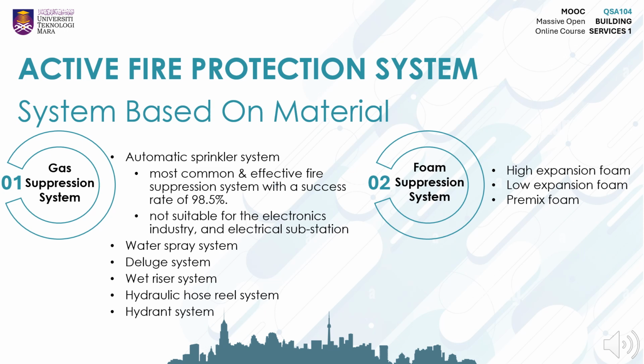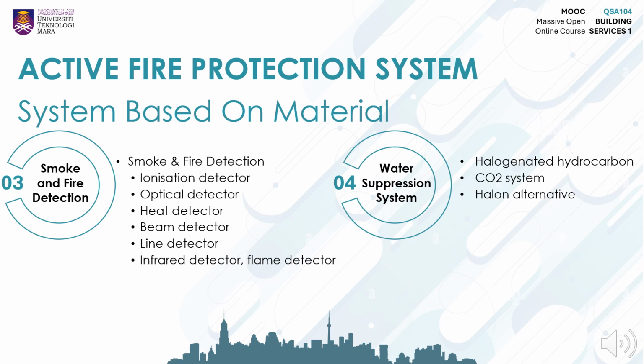For active fire protection systems, the system is divided based on the material. Number 1 is gas suppression system, which includes the automatic sprinkler system, water spray system, deluge system, wet riser system, hydraulic hose reel system, and hydrant system. The next one is foam suppression system, which consists of high expansion foam, low expansion foam, and premix foam. The third one is smoke and fire detection system, which refers to fire detectors, such as ionization detector, optical detector, heat detector, PEM detector, line detector, infrared and flame detector. Meanwhile, for water suppression system, we have halogenated hydrocarbon, carbon dioxide system, and halon alternative.